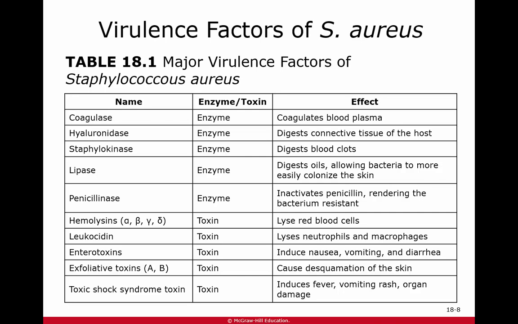Now, this is the table of the virulence factors of Staph aureus. You can see there are enzymes there that digest blood clots, digest the connective tissue of the host, that can inactivate penicillin, making it resistant bacteria, that can lyse your red blood cells or your neutrophils, your macrophages, can cause vomiting and diarrhea and nausea, and organ damage. So a lot of virulence factors there.